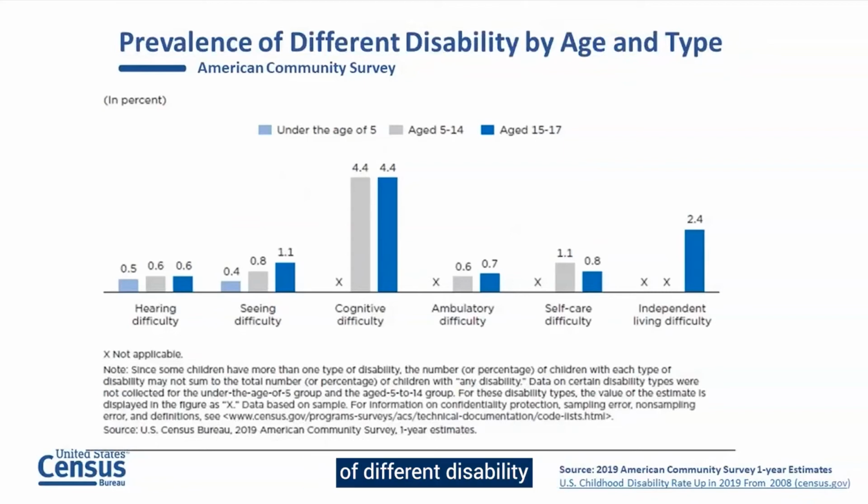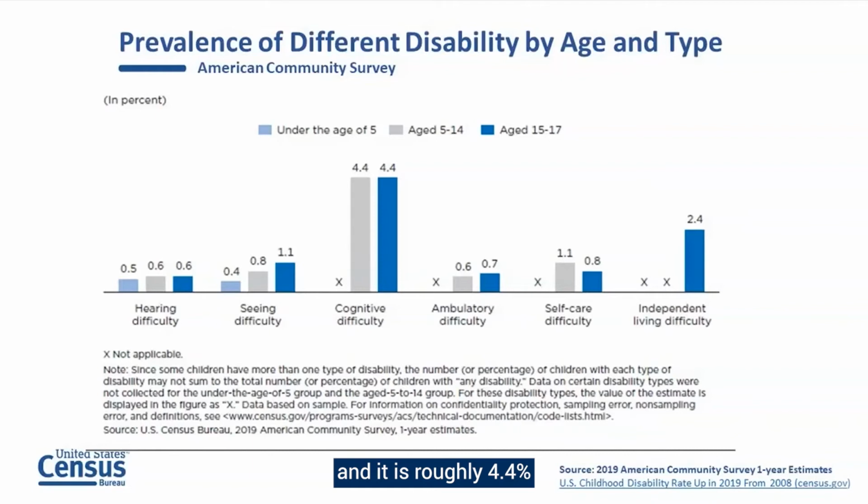Here we see the prevalence of different disability by age and type. And the chart shows us that the hearing difficulty is relatively stable over all age groups at 0.5% to 0.6% of the population within these groups. Seeing difficulty is higher in the 5 to 14 group at 0.8% and the 5 to 17 group at 1.1%. And note that the under 5 age group is not asked all the questions as they're too young to classify for all but the hearing and seeing disability types. Where we see the highest percentages of disability is in the cognitive difficulty. And it is the same across both of the groups.